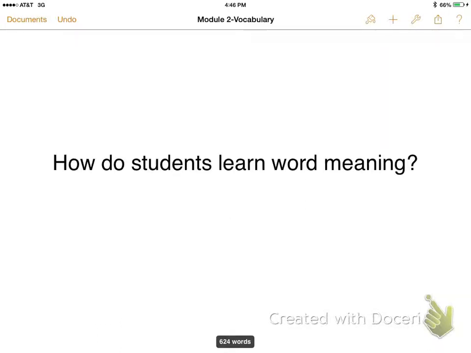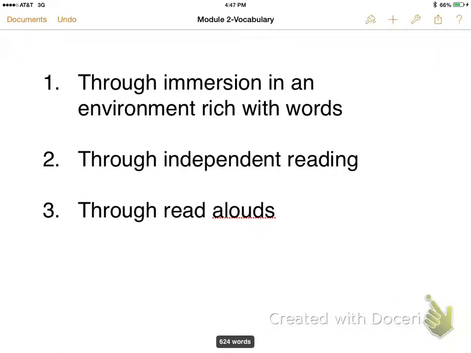Let's get started. So how do students learn word meaning? What I need you to do is stop and think for just a minute before I move on to the next slide. I want you to think about, how do students learn word meaning? What do you remember from your book about how students learn word meaning? Hopefully you're going to be able to come up with a few of these. There's 4 ways, and I'm going to move on, but hopefully you came up with some of these. Here are 3 of them.